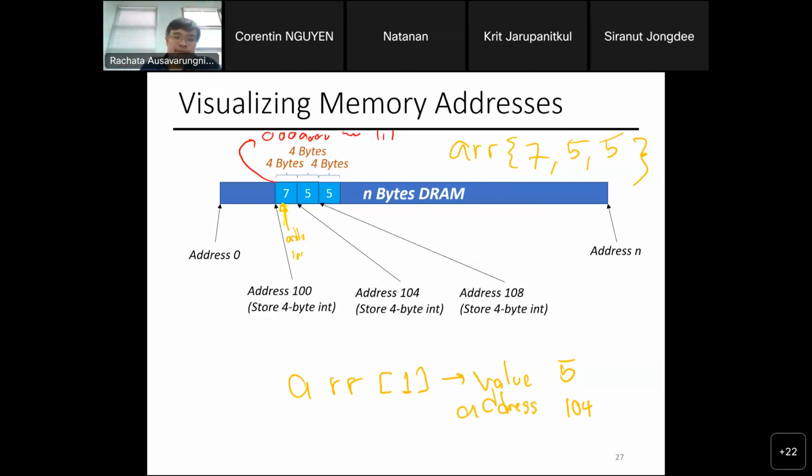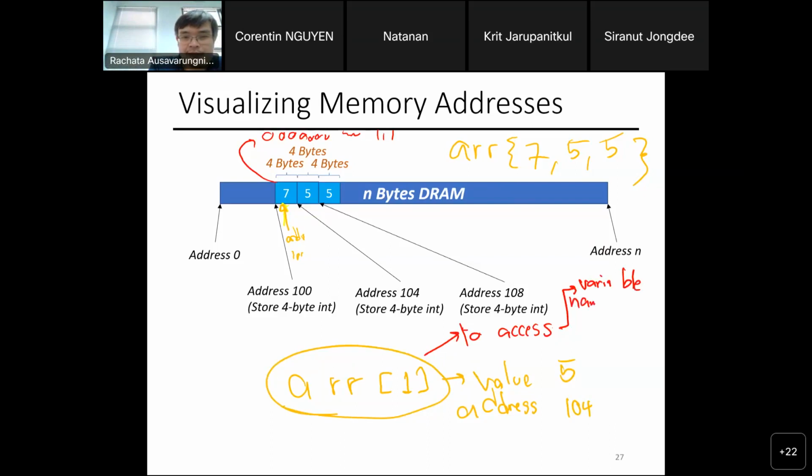So now, if I want to access ARR, I can use two things. The first thing I can do is use the variable name, which is literally ARR of 1. I can also use the address of this guy, which is 104. If I try to tell the C program, hey, go access address 104, you will get the number 5. And there are ways to do that.